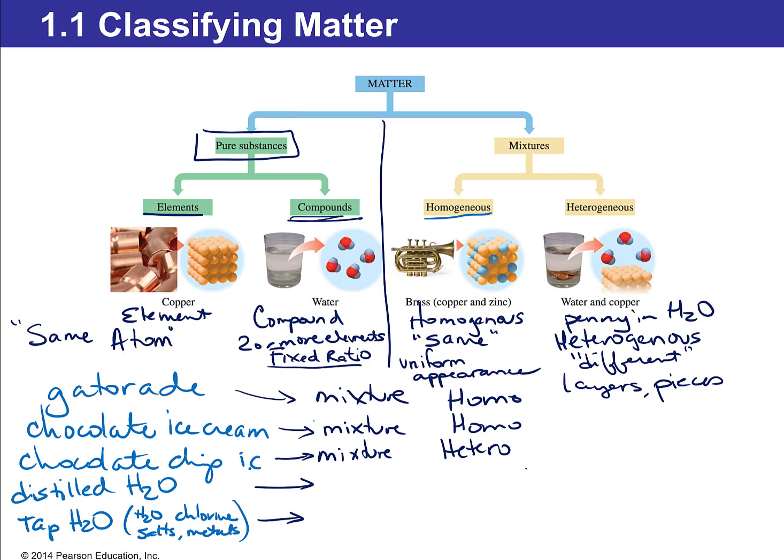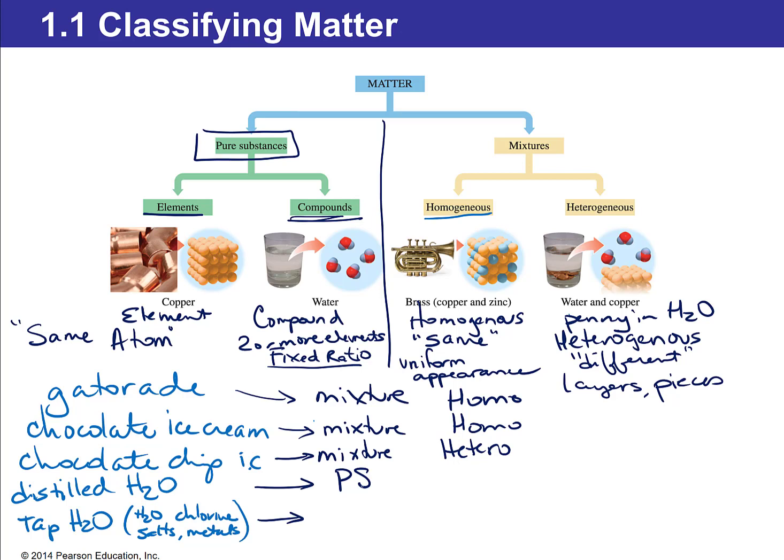Distilled water. So here's how you make distilled water. You take water and you boil it to create steam. You collect the steam and you allow it to condense back into the liquid form. So what is that? Is that a pure substance or a mixture? It's a pure substance. Is it an element or a compound? It's a compound because it has what? H2O. It has hydrogen and oxygen.